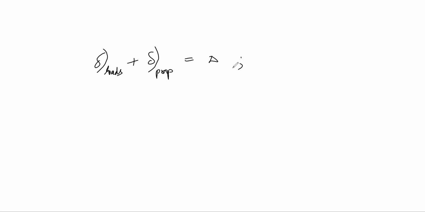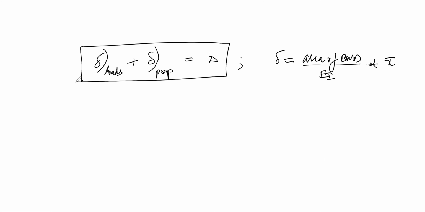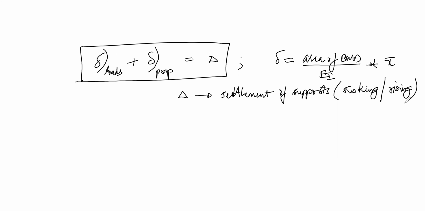And from the moment area method, deflection can be calculated by taking the area of the bending moment diagram divided by EI, multiplied by the centroidal distance. So this equation will be used in analysis of propped cantilever beams, which is an extension of the moment area method. And delta is nothing but the settlement of supports, which can be either sinking or rising of supports. If there is no settlement given in the problem, then you can consider delta as 0.